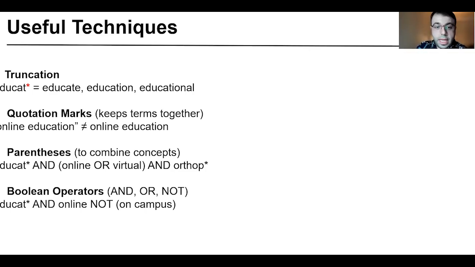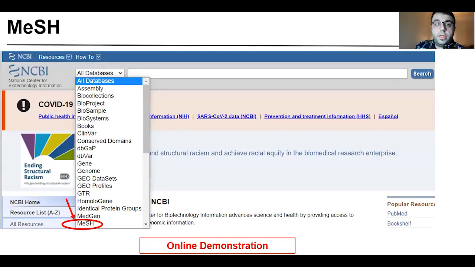Boolean operators: AND, OR, NOT. Sometimes you do not want to have some words in your search strategy. For example, you are looking for online education and not on-campus education. So you just put the word NOT and then put on-campus in parentheses there. So your search strategy will not look for on-campus.